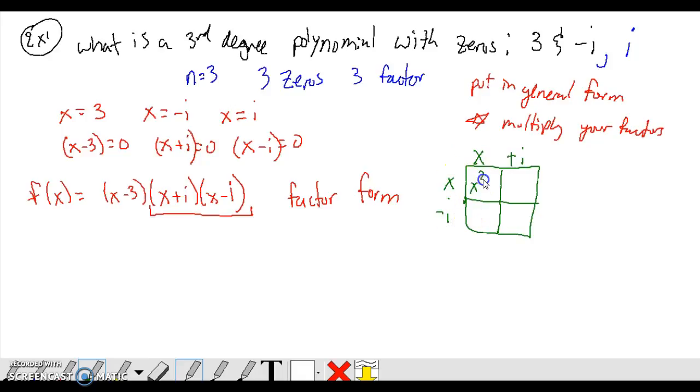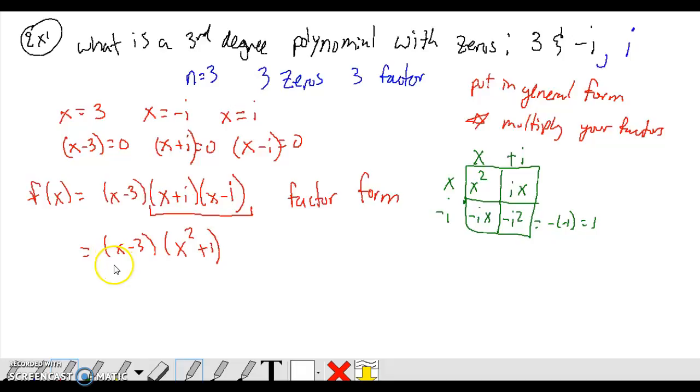So this will give you x squared. This gives you ix, negative ix, and negative i squared, which turns out to be negative times a negative 1, which turns out to be a positive 1. So if I collect my like terms, this will be x minus 3, and this will become x squared plus 1. Again, notice it's no longer in linear factorization. This is still linear, but now this is a quadratic. Don't drop your equal sign.